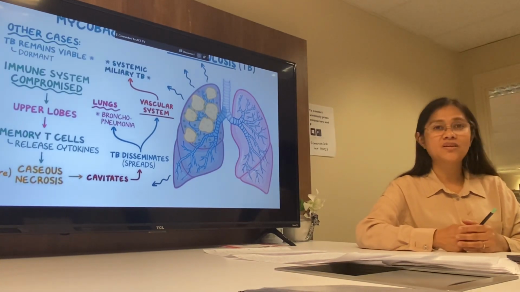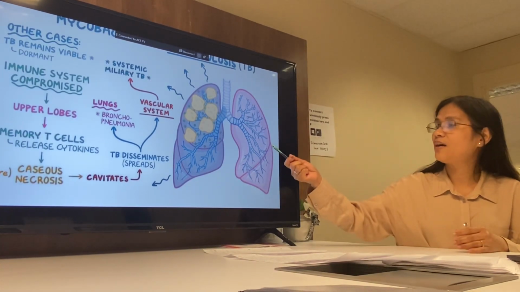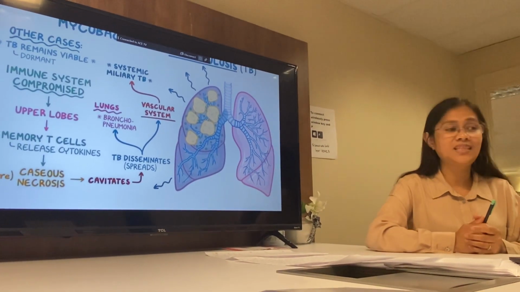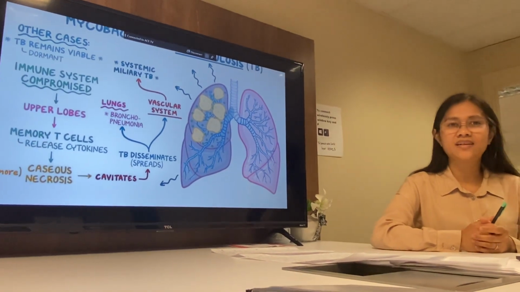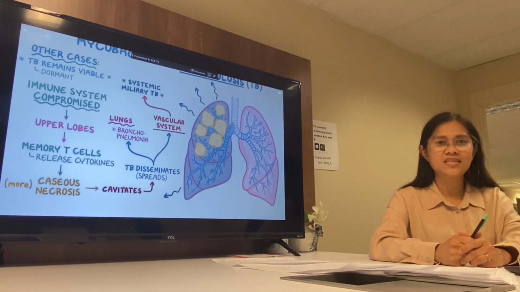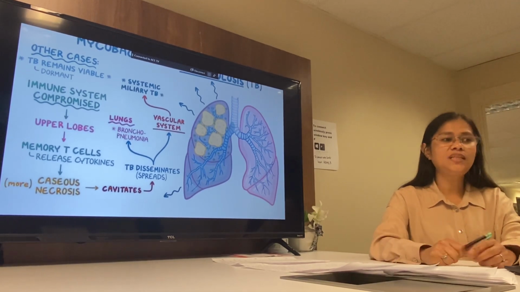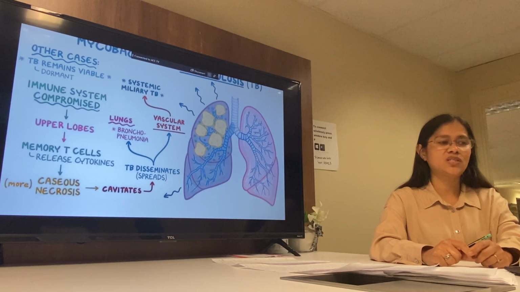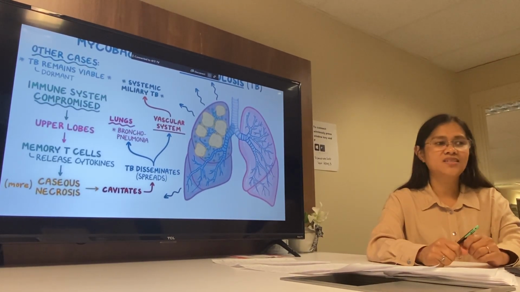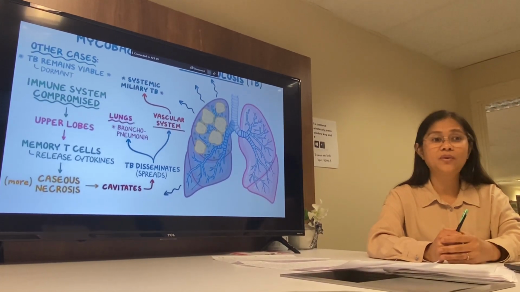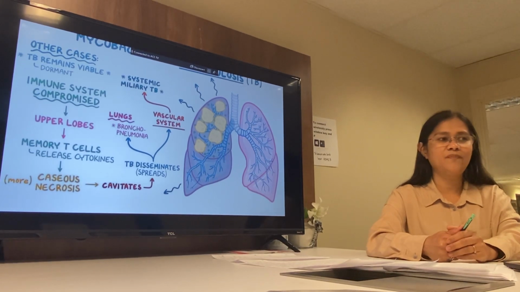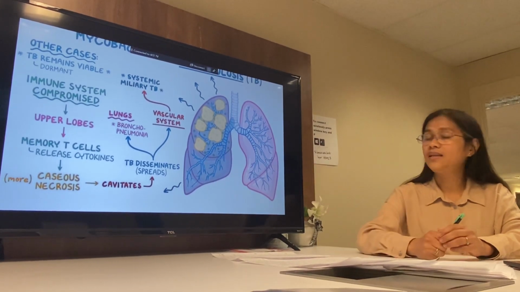When the immune system is compromised, as I said, it goes up to the upper lobes. The memory T cells release cytokines. However, this causes more caseous necrosis and cavitation, and this infection disseminates and spreads throughout the lungs, which can cause bronchopneumonia, and it also can spread to the vascular system, which causes systemic miliary TB.